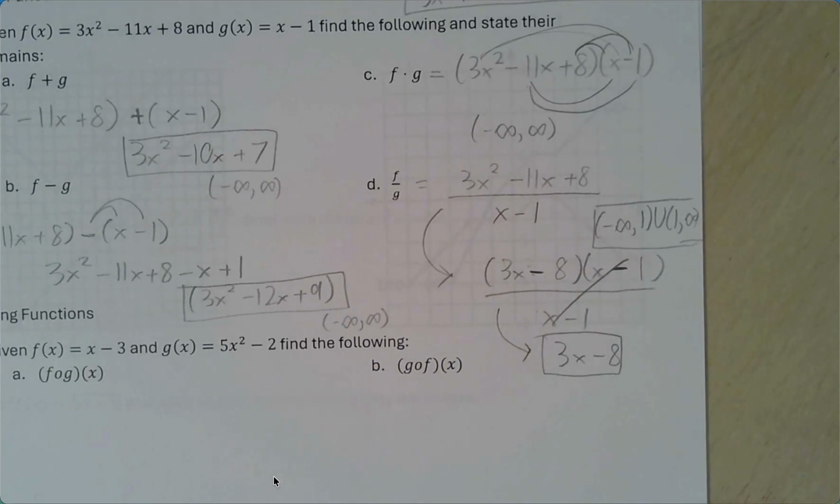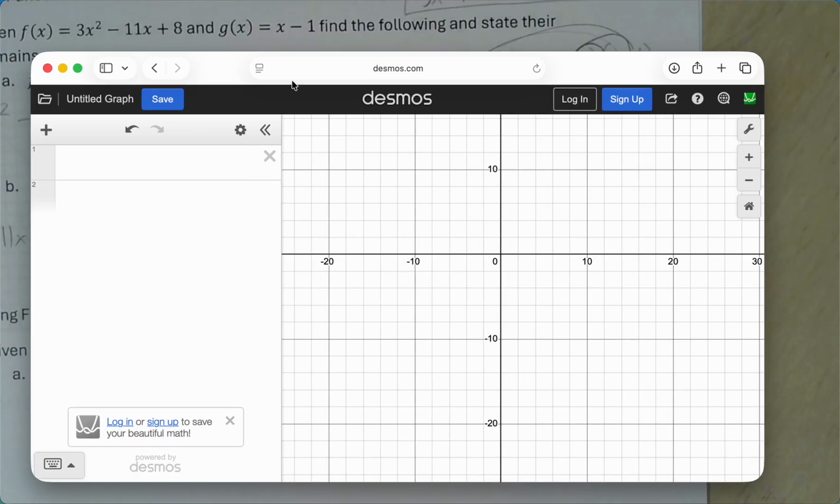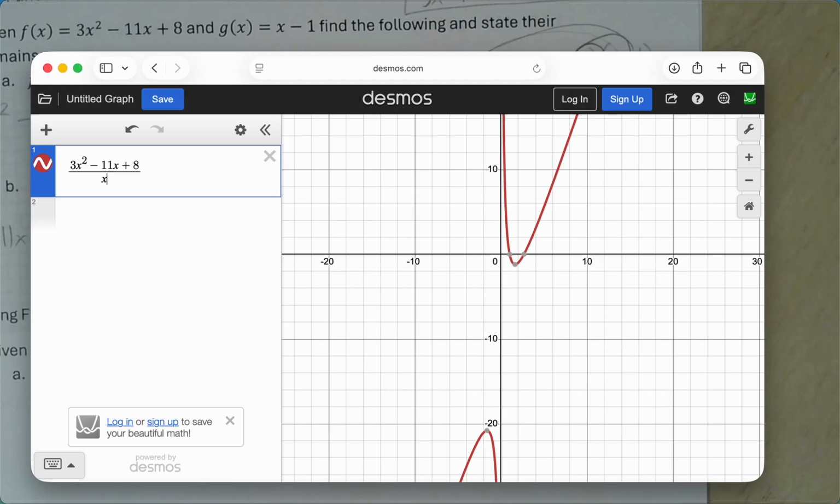And this is really interesting. For the first time, I'm going to have to pull up a graph for you. All right. And so let's type in that original question. There was a 3x squared, whoops, I know I need a fraction later, a 3x squared minus 11x plus 8 over x minus 1.